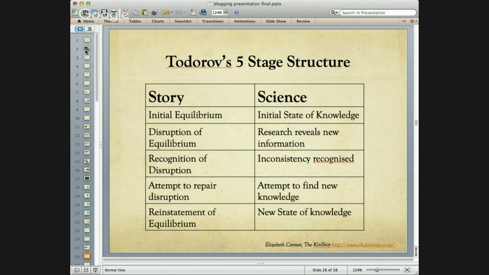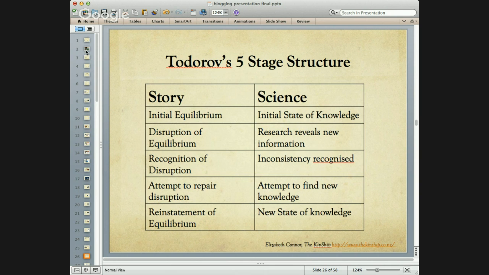This is like every Grimm brothers tale, there's a hero that goes on a quest, there's a challenge they have to find, and then everything's kind of resolved in the end. With science, I think we can find similar ways that it has been presented, that correlates with storytelling. And this is something being developed by Elizabeth Connor from the Kinship, who's a fantastic science communicator in New Zealand. I've linked to her website here.